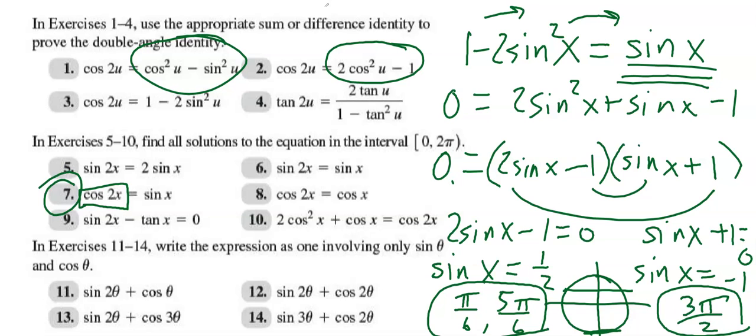Now that you're all out of the room, the y value at -1 would only occur at the bottom of the circle down here, and that's why I wrote 3 pi over 2 as that answer. And then the y value being 1/2 would cut through at pi over 6 and 5 pi over 6. So 3 total answers on that question.